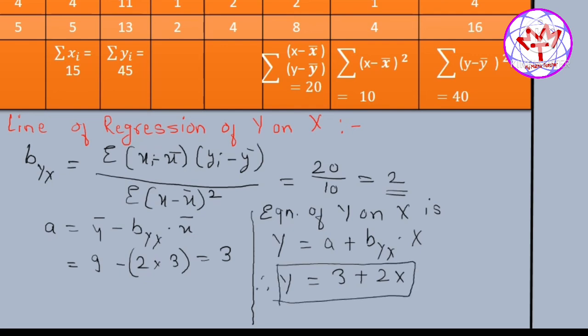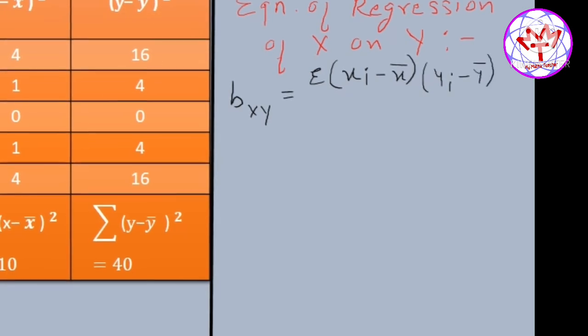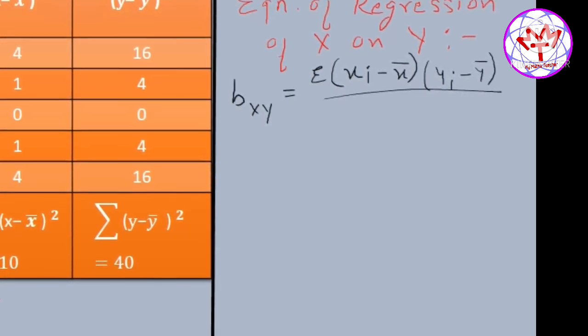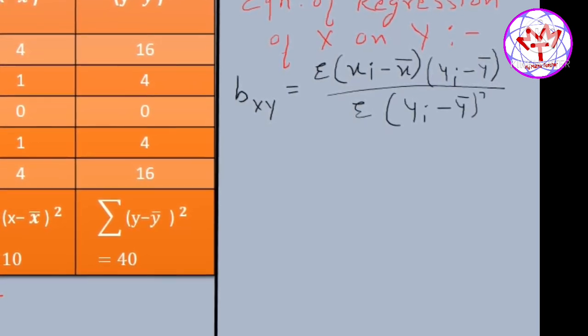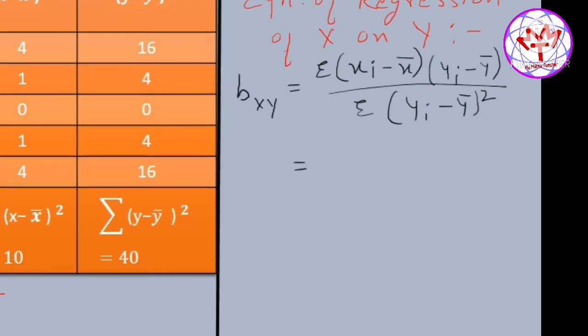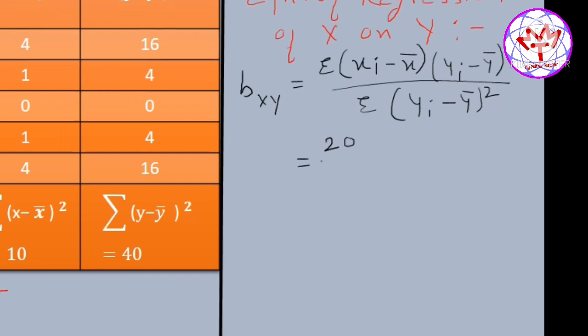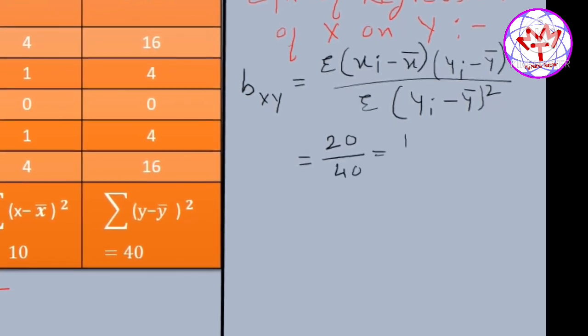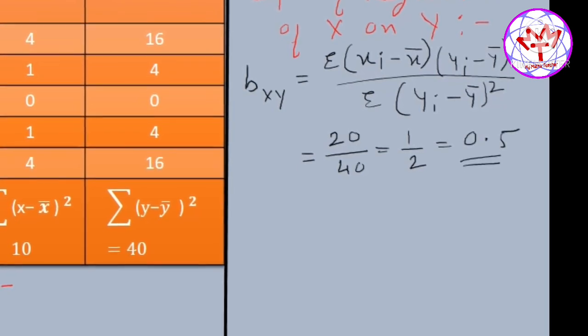Now we'll calculate the equation of regression of x on y. For this, we need to calculate bxy first. So bxy is equal to summation xi minus x bar into yi minus y bar upon summation yi minus y bar the whole square. So from the table we get these values as 20 upon 40. That is 1 by 2, or you can write it as equal to 0.5.